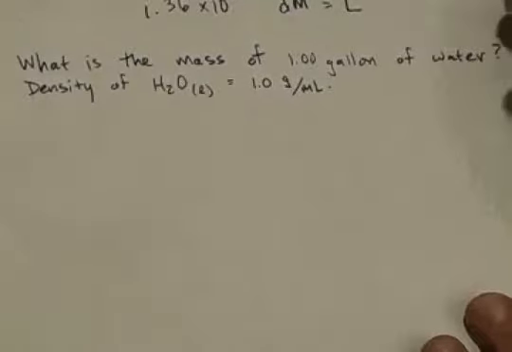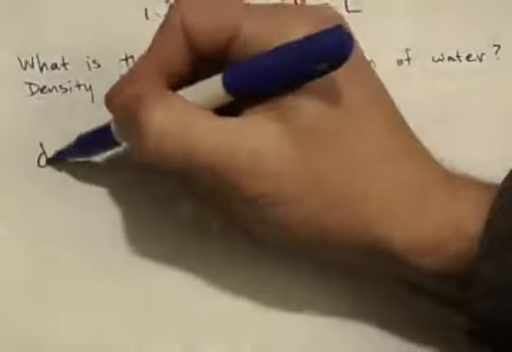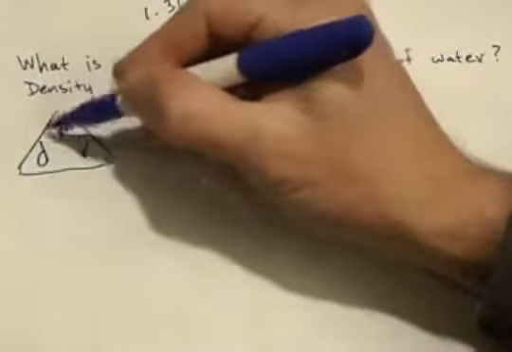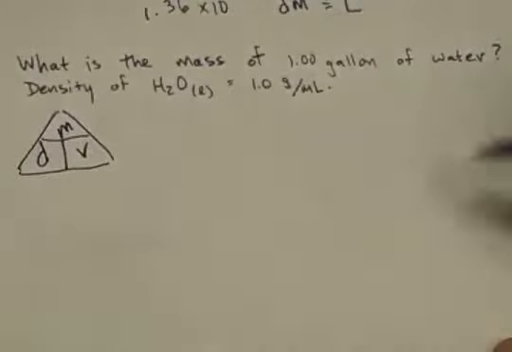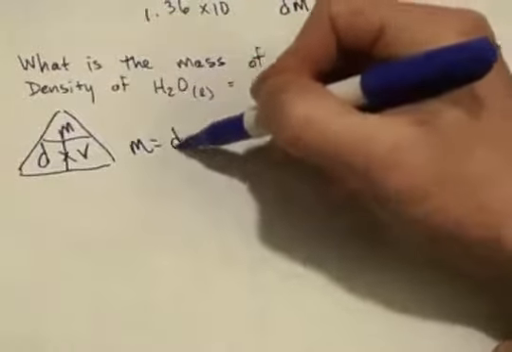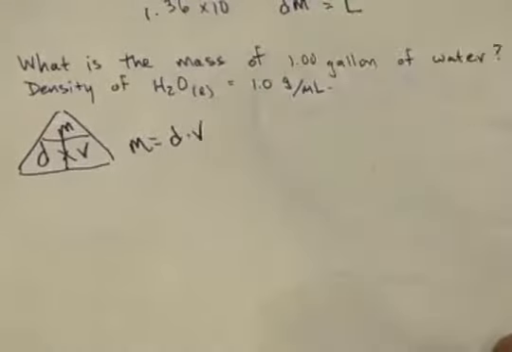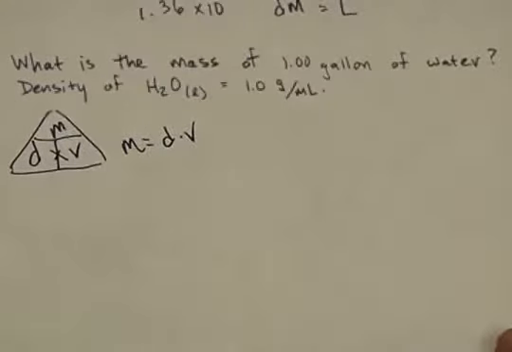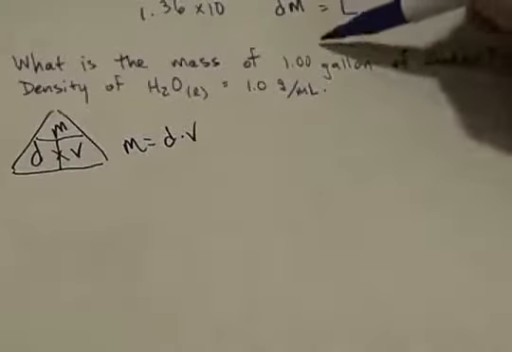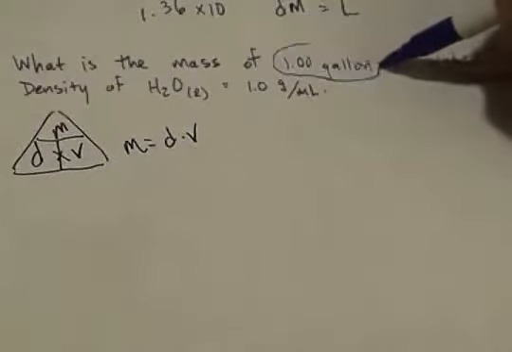Hey, this is a review problem because, well, it uses the density triangle. Remember, density is equal to mass divided by volume, and here it asks for the mass. Cover up the m with your finger. It equals density times volume. Mass is equal to density times volume. Write down your equation that you're going to use first, and then you have to be real careful about what numbers you're going to plug in.